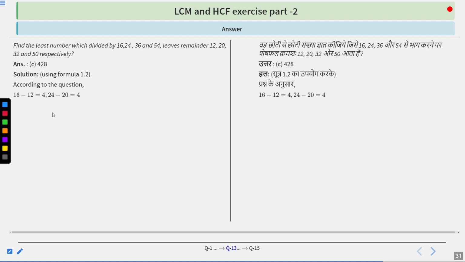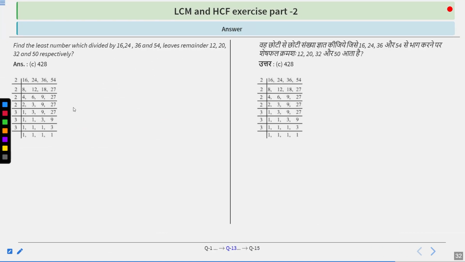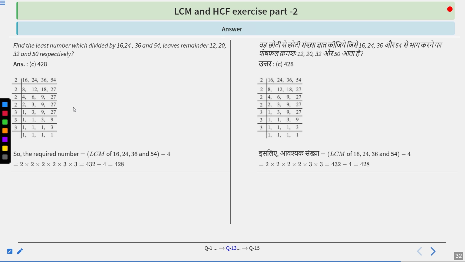Now we are going to use formula 1.2 because here the difference of 16 and 12, 24 and 20, 36 and 32, and 54 and 50, the difference is always same, that is 4, 4, 4 and 4. So we can use formula 1.2. But before that, we have to find the LCM of 16, 24, 36 and 54.